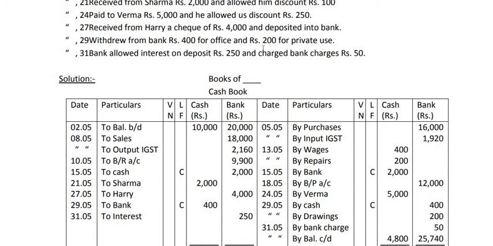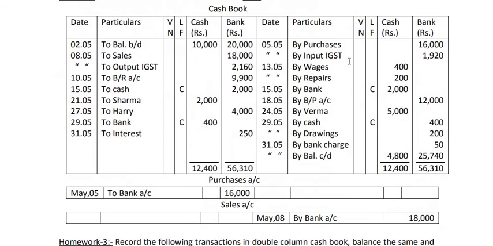Then again here one more entry, rupees 200 drawn for private use, but from where? Withdrew from bank 400 for office and 200 for private use. That means this is also drawn from bank. So 200 by drawings account in bank column 200. The entry will be drawings account debit to bank account 200.